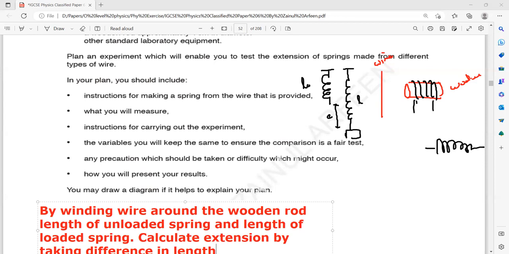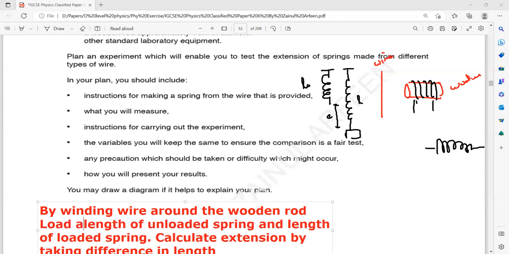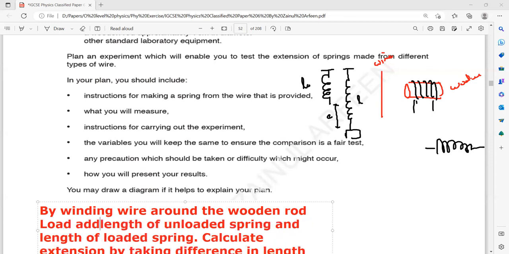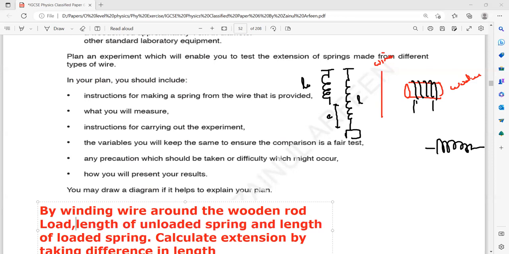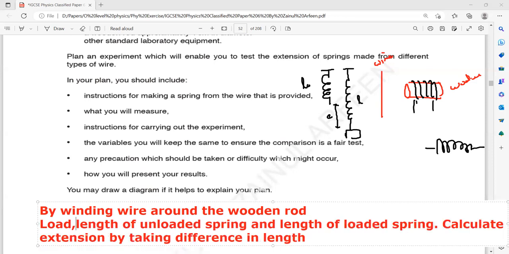And the other thing, the load which is added, the length of the unloaded spring, and then the length of the loaded spring. And just take the difference to calculate the extension. Is it clear?